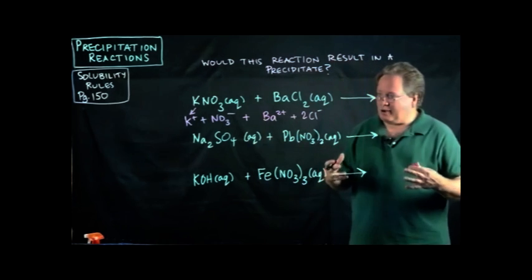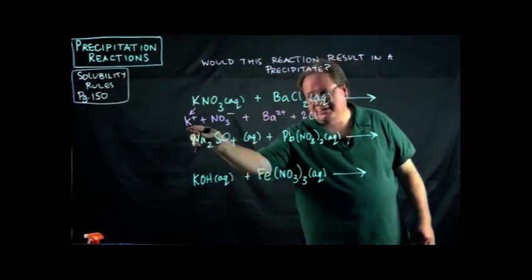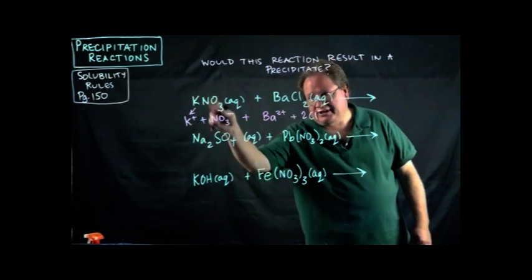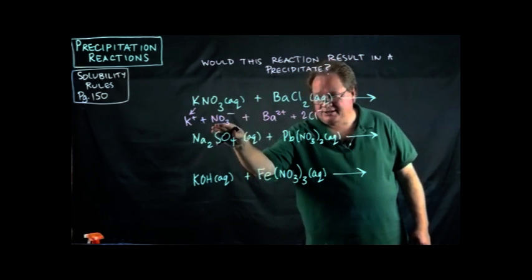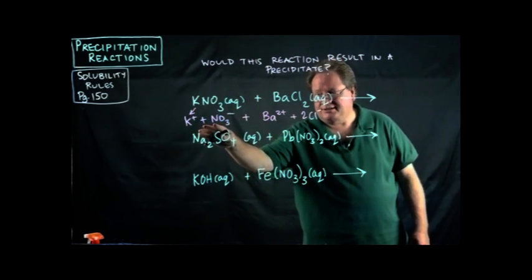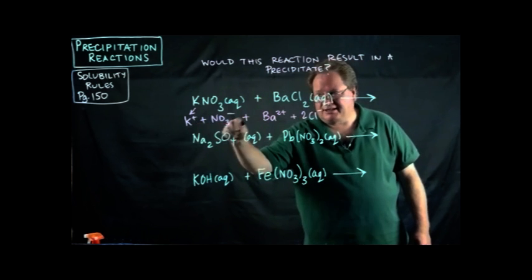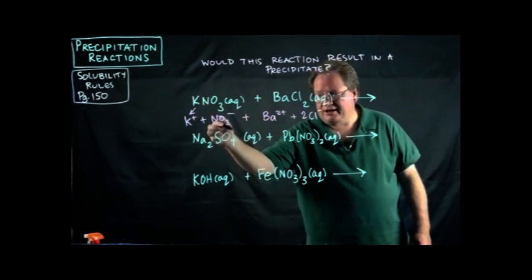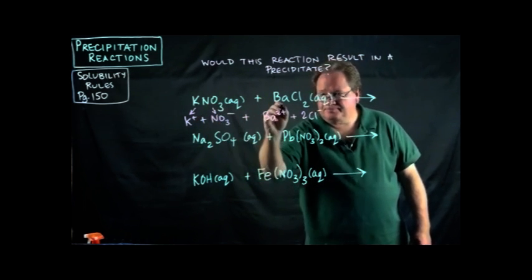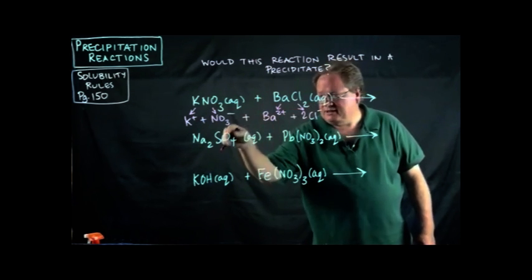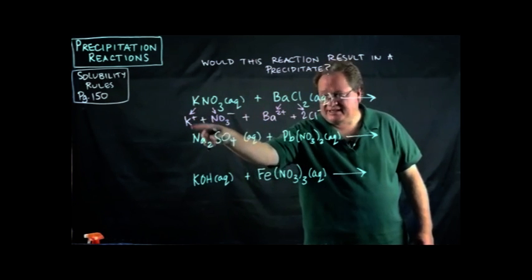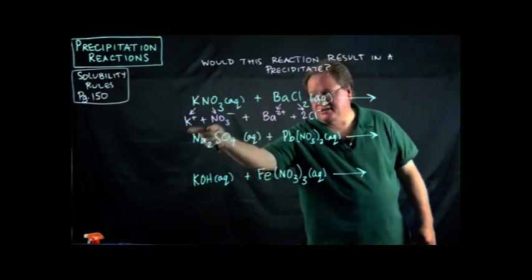So what are our possibilities here? Well, once again, this could recombine with nitrates, but we know that nitrates never form precipitates. So it won't do this. It would just break apart and give me the same 2 ions. Let me just draw those in. The potassium won't combine with barium because of charges.